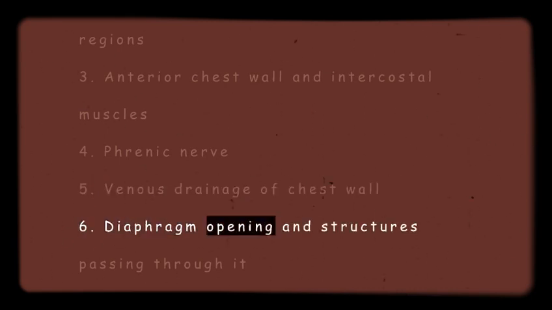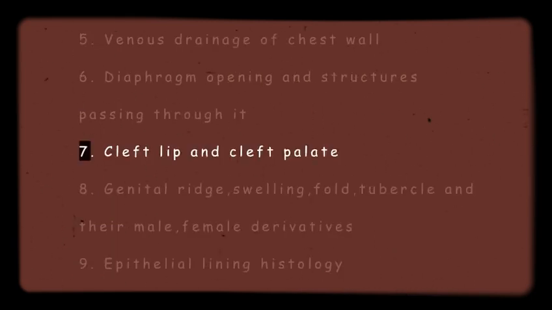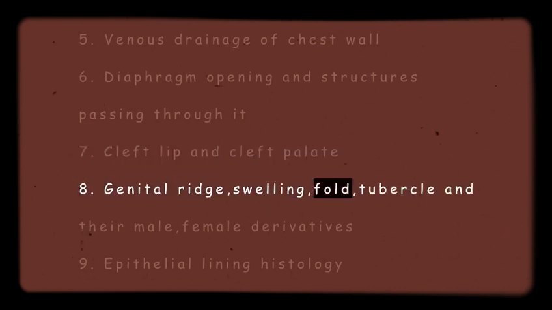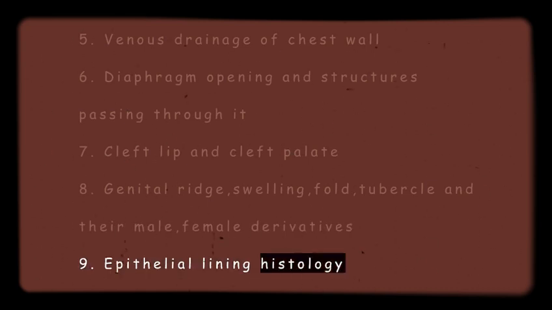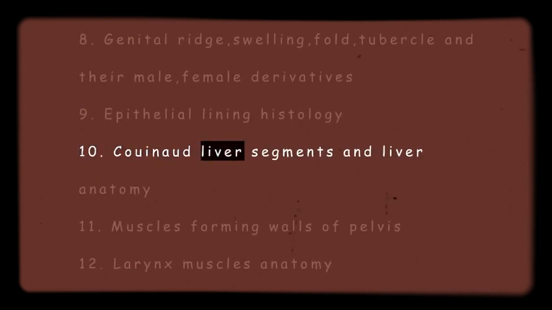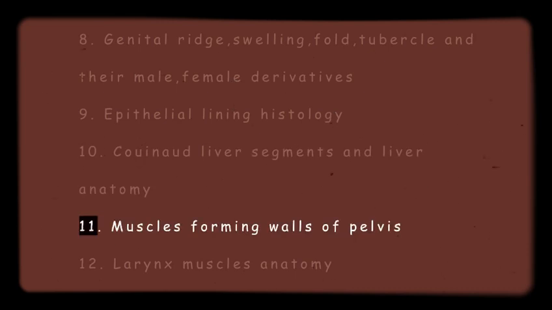6. Diaphragm opening and structures passing through it. 7. Cleft lip and cleft palate. 8. Genital ridge, swelling, fold, tubercle and their male-female derivatives. 9. Epithelial lining histology. 10. Couinaud liver segments and liver anatomy. 11. Muscles forming walls of pelvis.